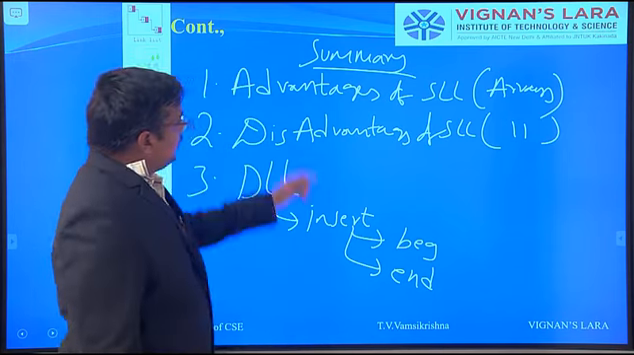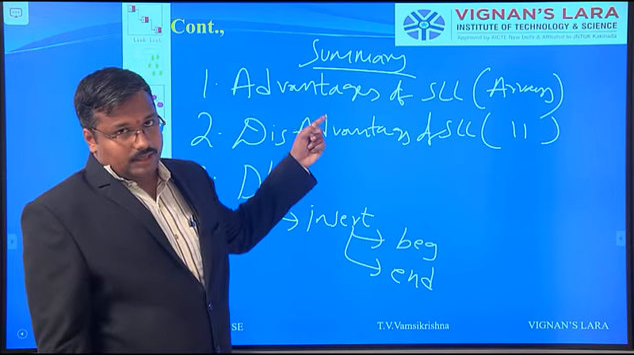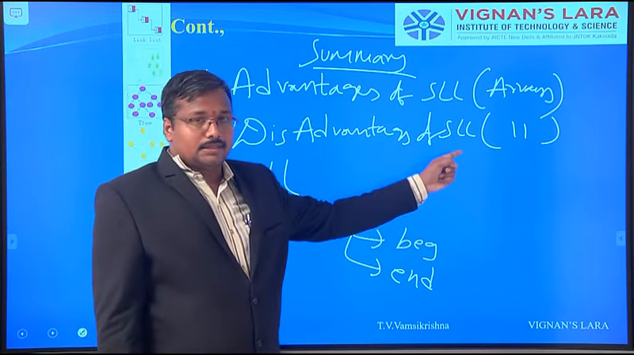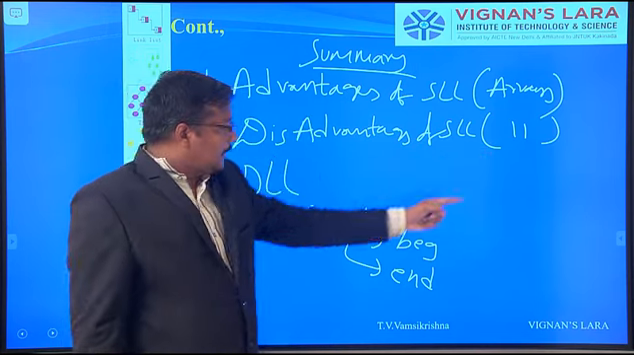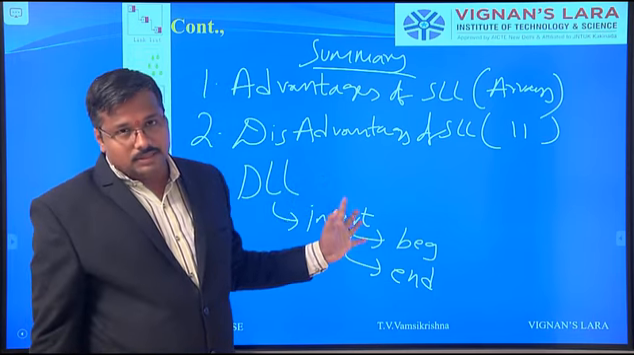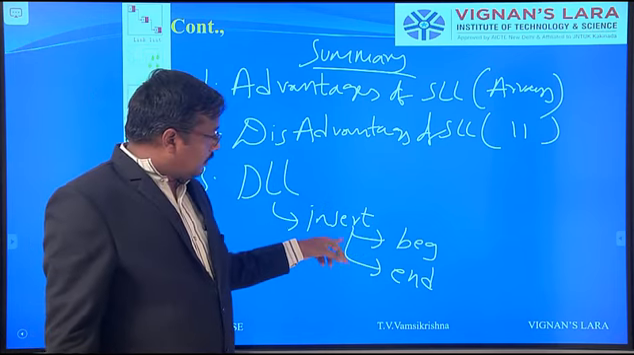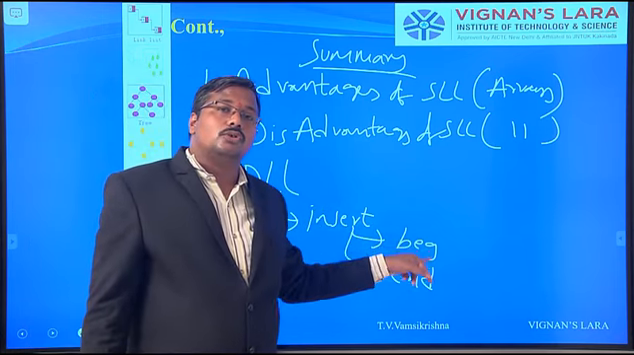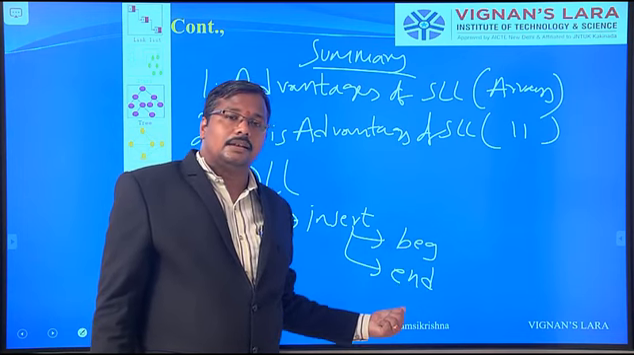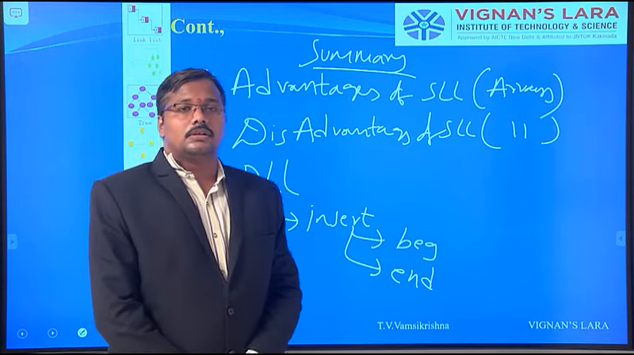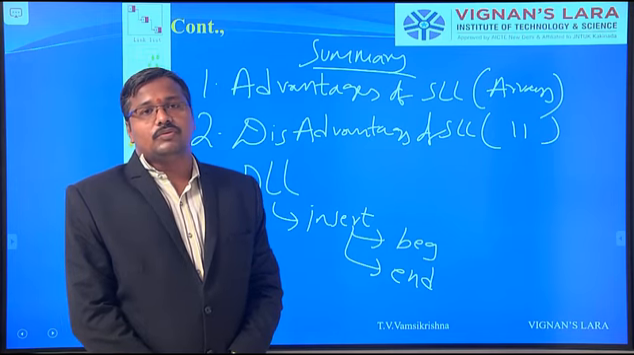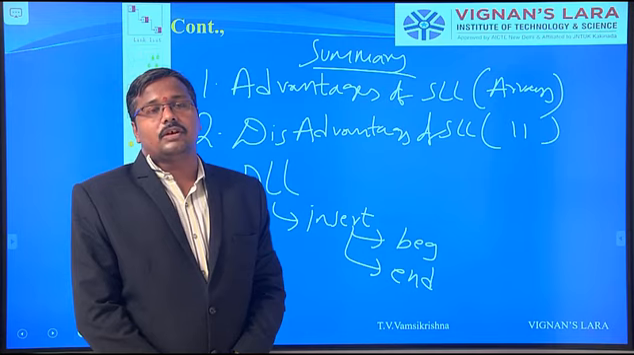Once again I am summarizing. First, advantages of single linked list compared with arrays, that is discussed. Disadvantages of single linked list, also compared with arrays, we discussed. Next, the double linked list: in the operations, in the insert operation category, we have discussed two different kinds of insert operations, insert at beginning and insert at end. In the next section, we want to discuss insert at a given position, before the node and after the node, and the remaining kinds of operations. Thank you.